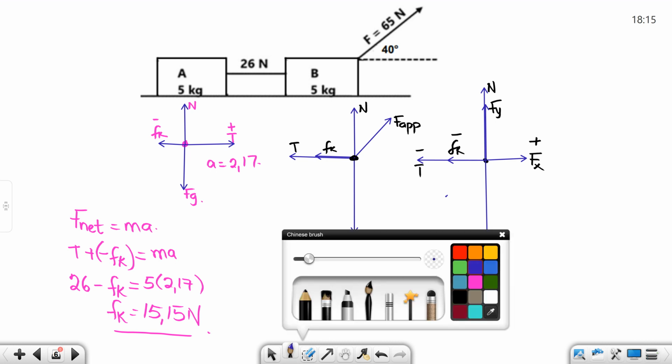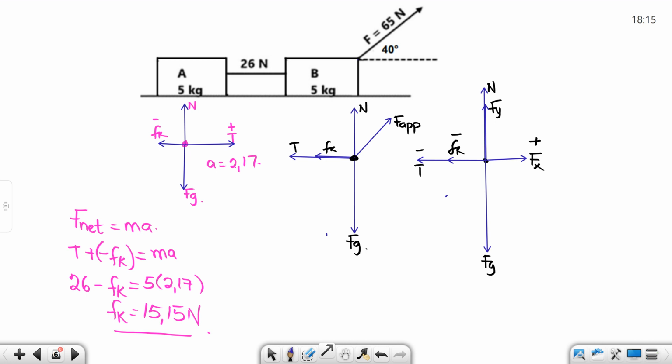Always go back to your diagram. It's always easier from there. Right, and up. The one facing the angle, we use what? Opposite. So this is going to be what? 65. The one opposite, we use what? Sine. 65 sine 40. That is Fy. What is Fx? 65 cos 40. Get your trig ratio correct.